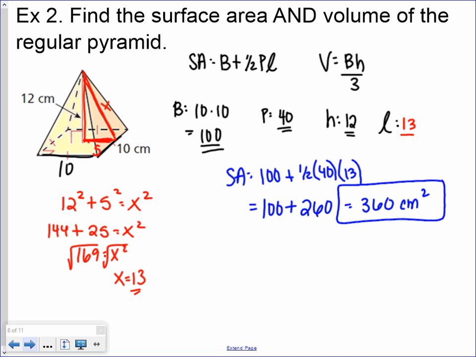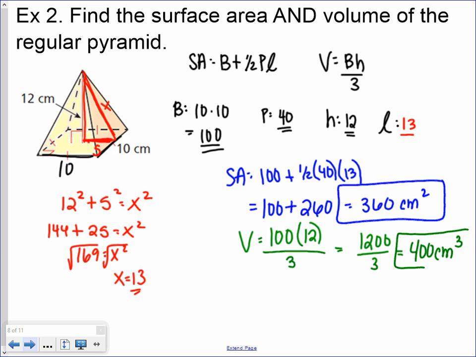Volume, different formula. BH divided by 3. The area of the base was 100. Our normal height was 12, and then divided by 3. 100 times 12 is 1200 divided by 3. It's 400. 400 centimeters cubed because it's volume.